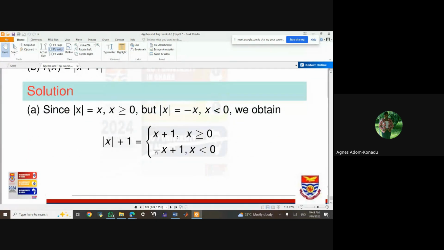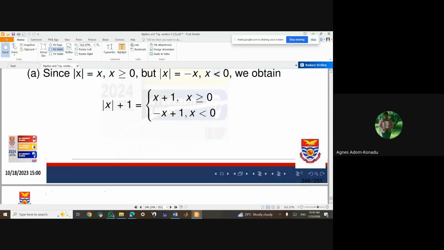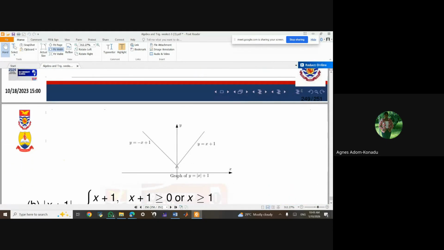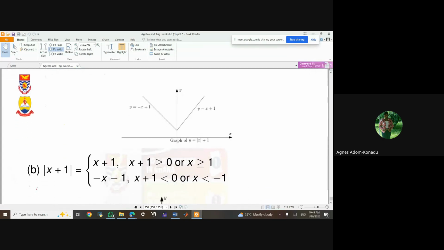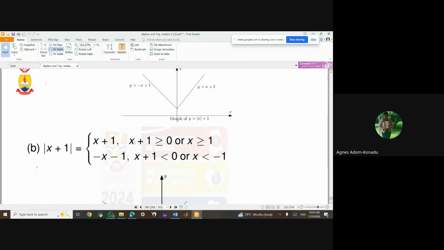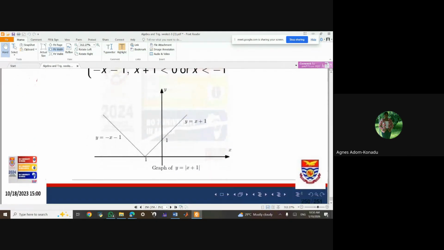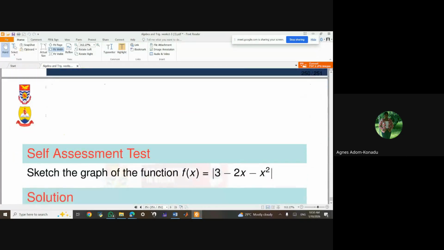So the first one, we're going to write this. This is x plus 1 when x is greater than 0, or minus x plus 1 when x is less than 0. So as you said, the graph will move 1 unit upwards. And then the second one, we have x plus 1 when x plus 1 is greater than or equal to 0, or x is greater than or equal to minus 1, and then you have minus x minus 1 when x plus 1 is less than 0, so you have x less than minus 1. So as you said, it will move 1 unit to the left.